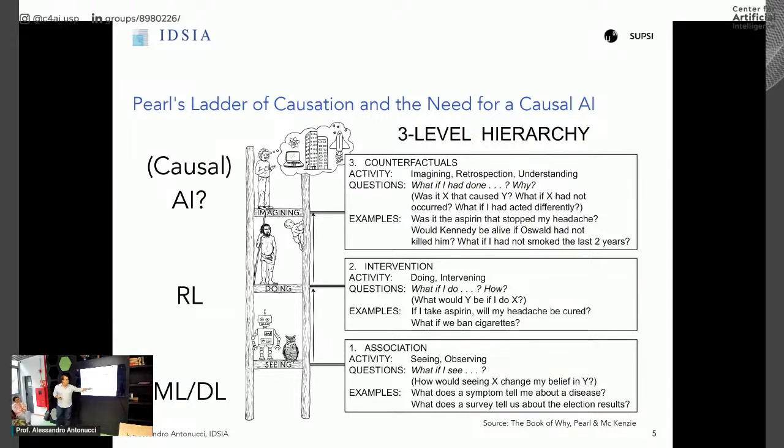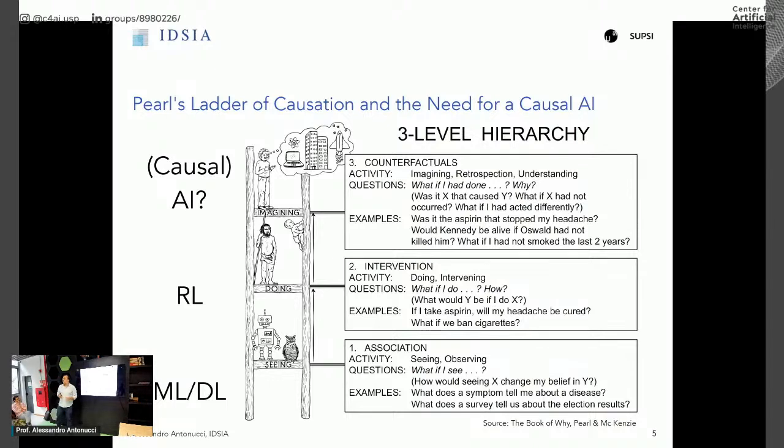So for instance, we can move to the second level, and the second level is about intervention. It's not just that I observe a variable to be in this state, and given this observation, I can say that it's very likely that the second variable will be in this state. I can do an action and force this variable to be in that state. And the two things are not equivalent, at least in general. So this is computing the effect of an intervention on your system.